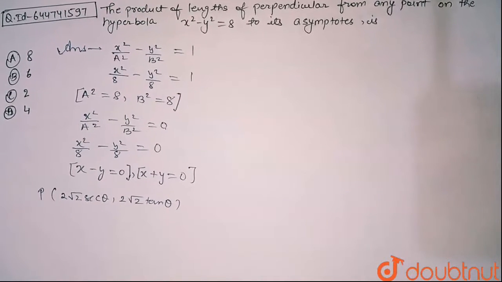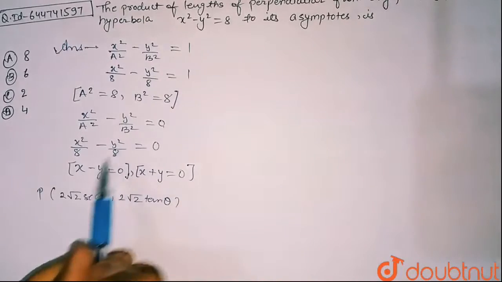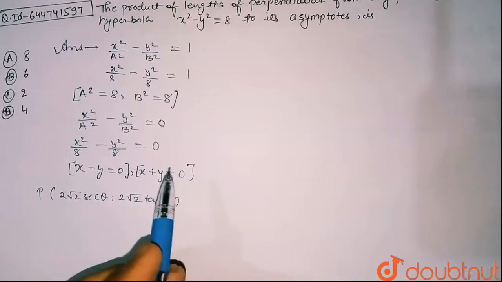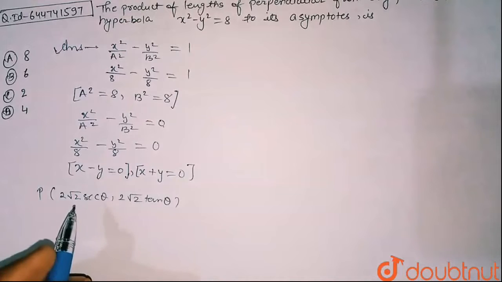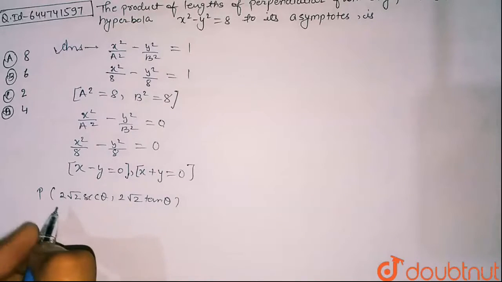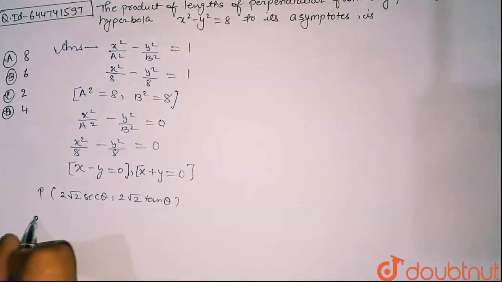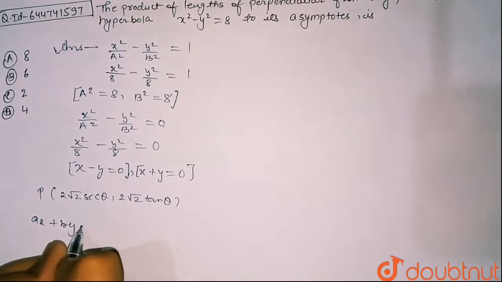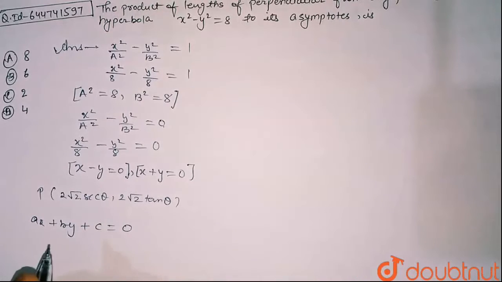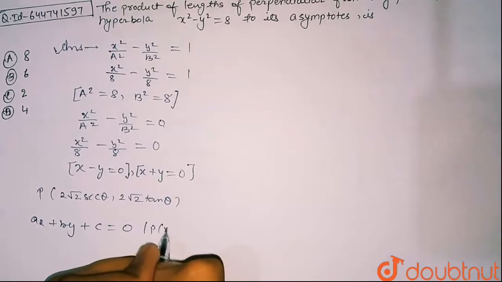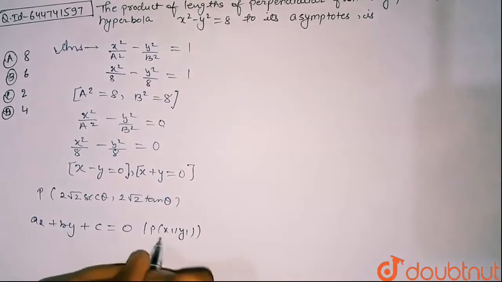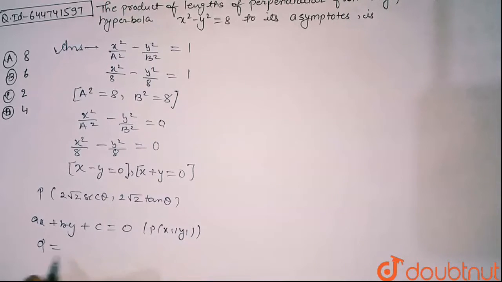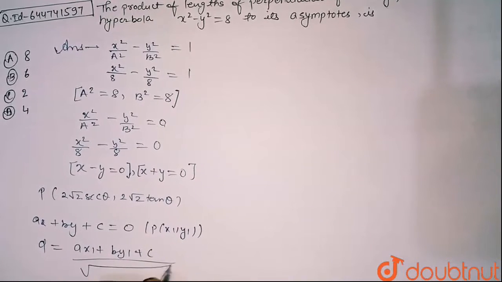So now we will find the perpendicular distance of this point from the two asymptotes we have found, that is x minus y equal to 0 and x plus y equal to 0. First I will teach you how to find the perpendicular distance of any line from any point. Let any line be given to us, that is ax plus by plus c equal to 0, and any point P (x1, y1). The perpendicular distance of this line from this point is given by d equal to ax1 plus by1 plus c upon root of a square plus b square. This is the formula for perpendicular distance.